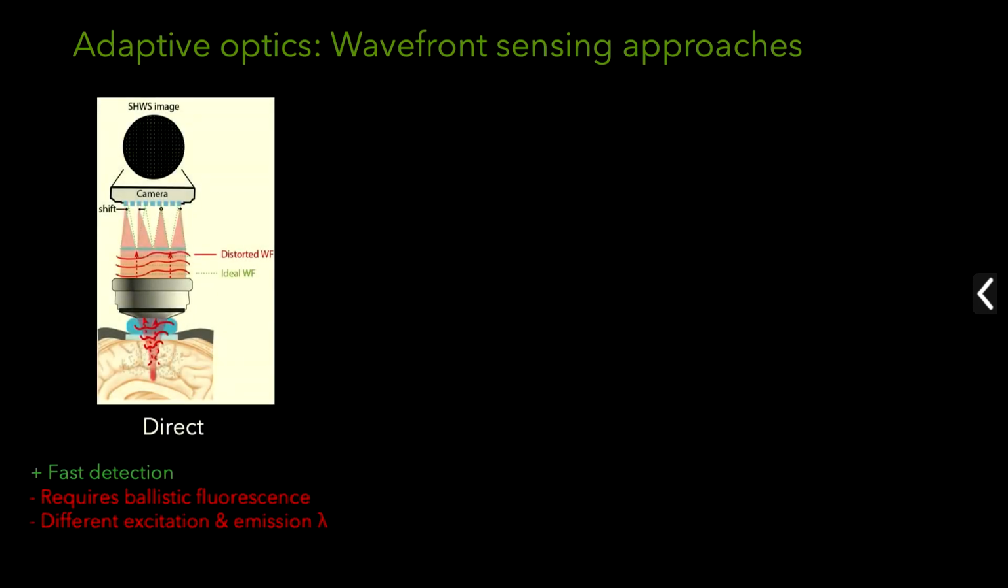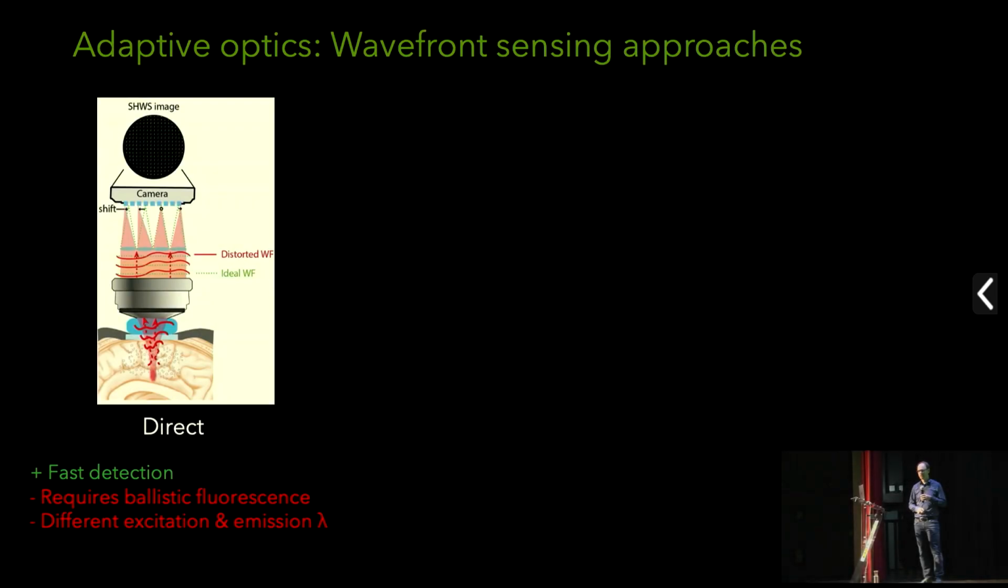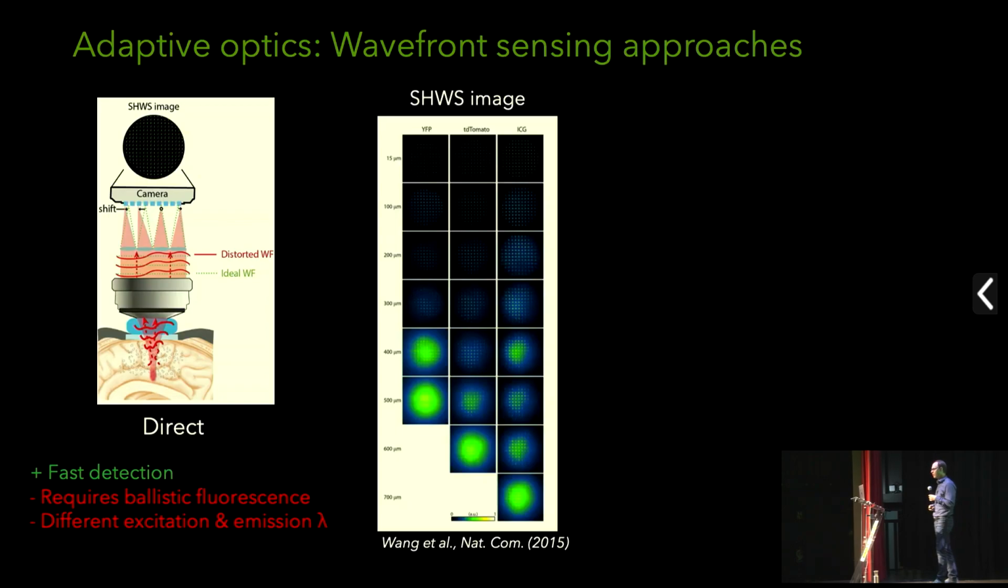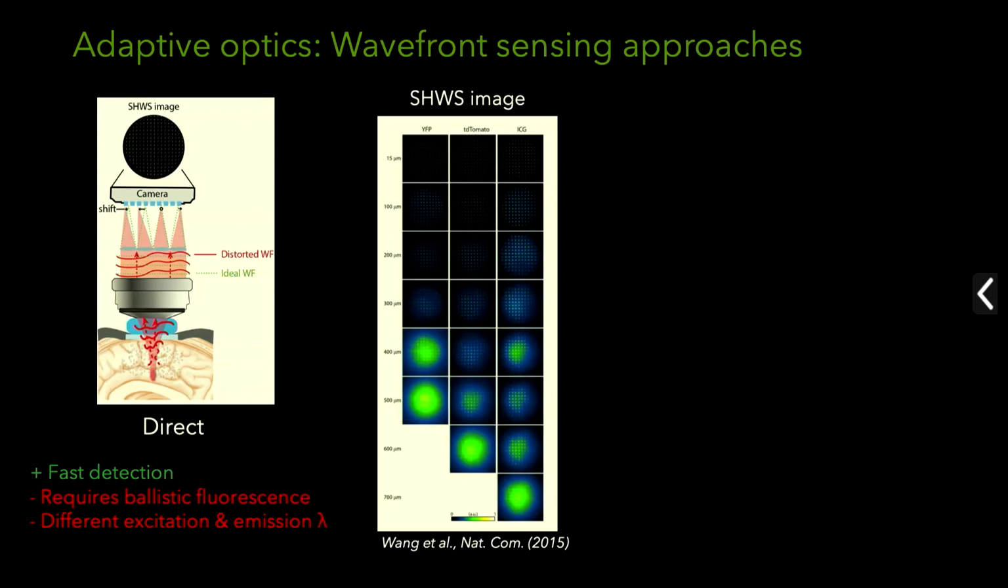One of them is called direct wavefront sensing, which uses a camera and a so-called Shack-Hartmann sensor to directly detect the aberrated wavefront of the fluorescent light. And this has the advantage that it's of course extremely fast because it can be just imaged on a simple camera. But the disadvantage is that it requires ballistic light to actually reach the camera, and this can quickly get overwhelmed by tissue scattering, as you can see by this work here, where, depending on the wavelength being used as a guide star, this limit is being reached between 500 and 700 microns. So certainly much earlier than where we would like to do adaptive optics.